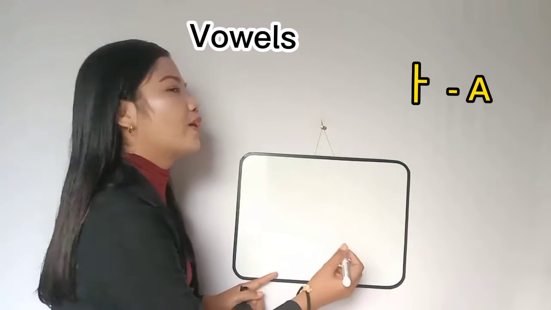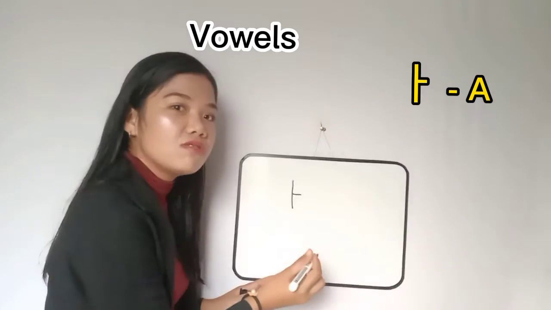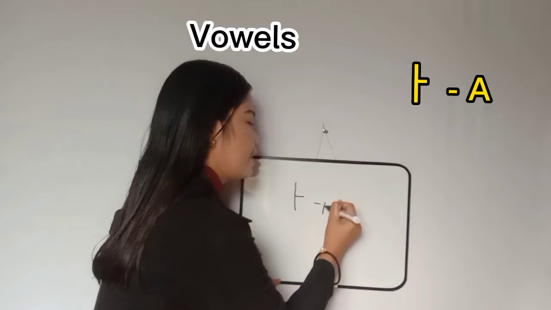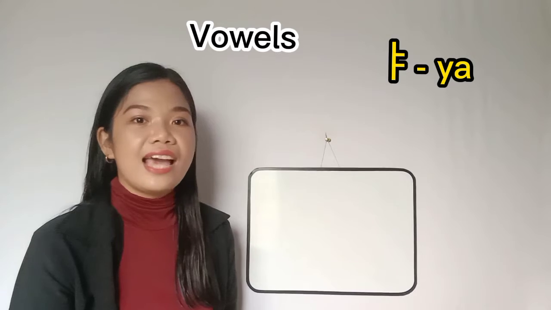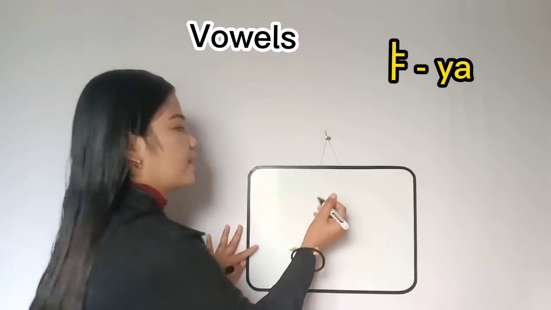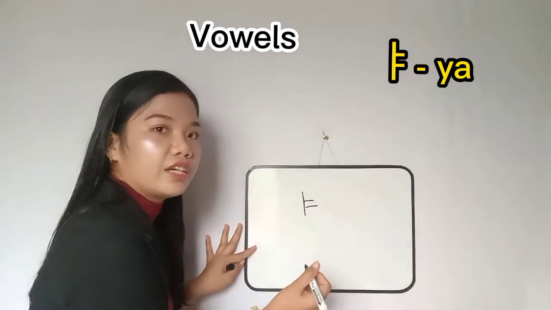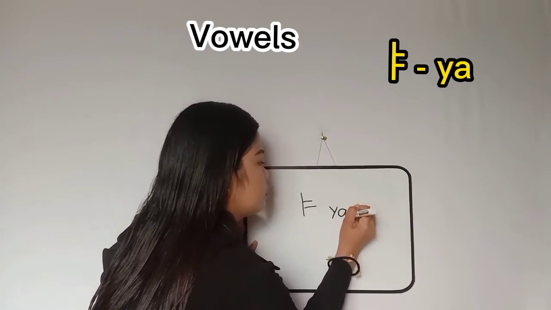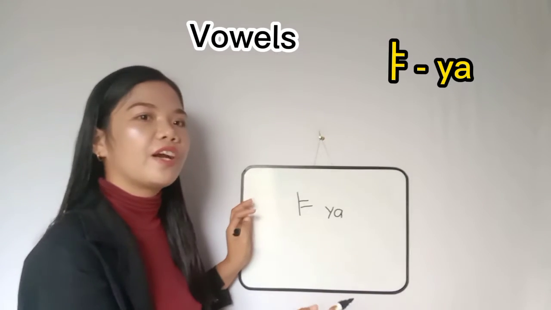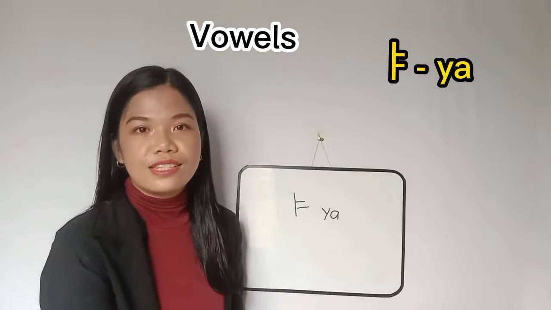So first we have A. We write it like this: first 1, 2, and it sounds A. Our next is Ya. We simply write it like this: 1, 2, and 3. It sounds Ya. Again, Ya, and we write it 1, 2, and 3.